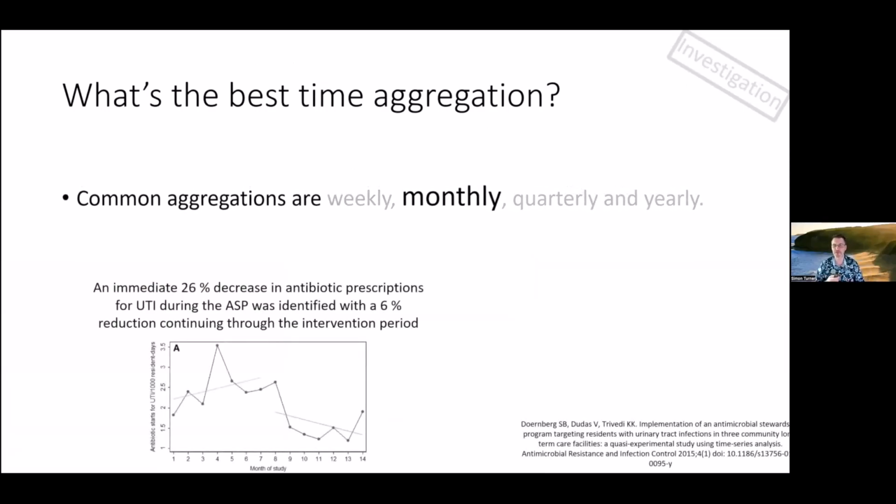Now, here's an example from the literature, just to show you the sorts of graphs that they tend to use and the types of wording that they use. This is straight from the abstract of this paper. And it says there was an immediate 26% decrease. That's our level change. And then it talks a little bit about a 6% reduction, and that's the slope change.